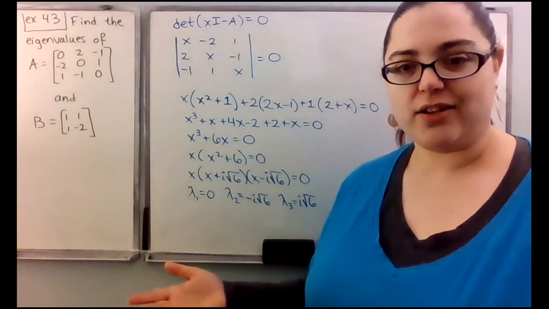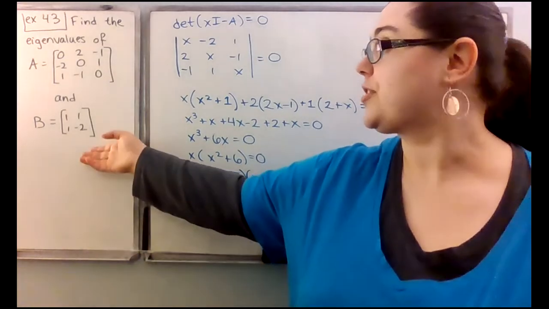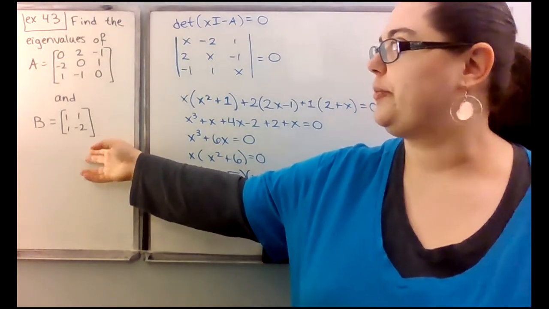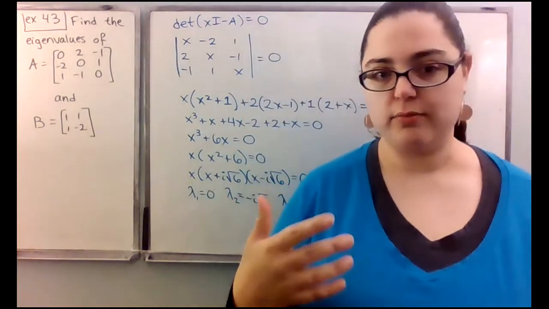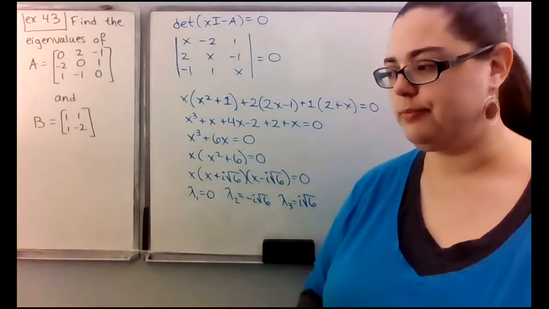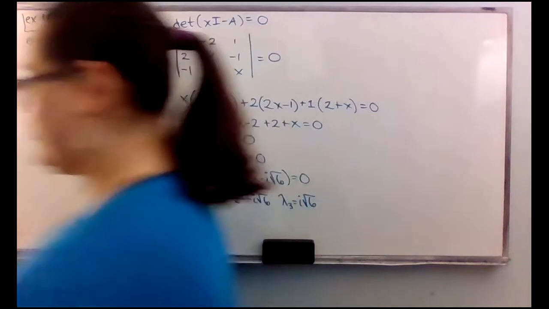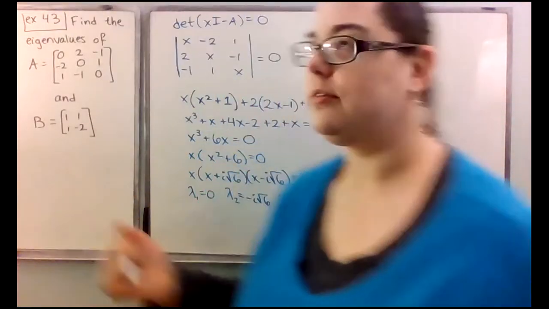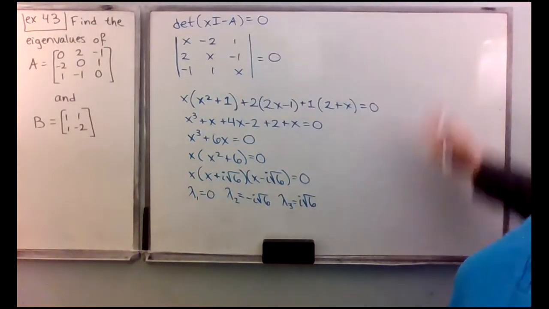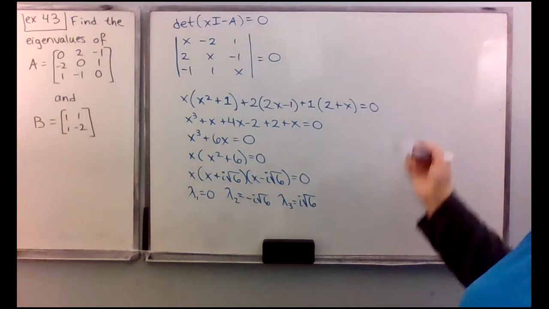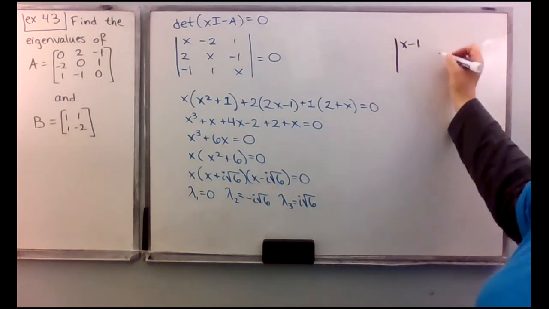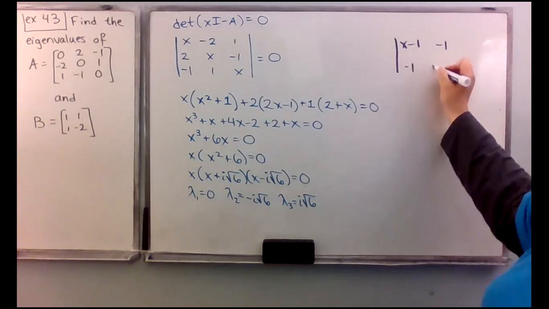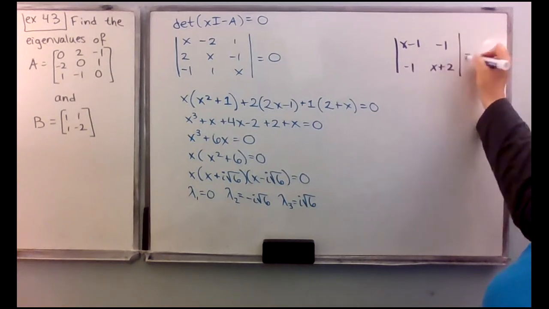So let's do the same thing for matrix B now. So we're going to do the determinant of xI minus B, equal that to 0, and then find our eigenvalues that way. So let's work that out over here. I think I have enough space. So we're going to do the determinant of x minus 1, negative 1, negative 1, x plus 2. This has to equal 0.